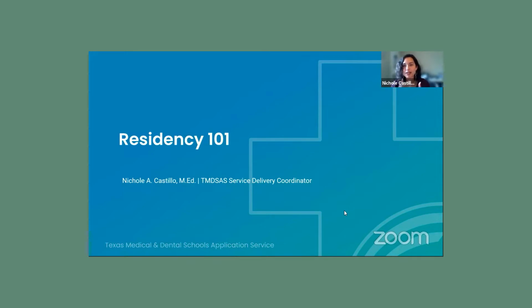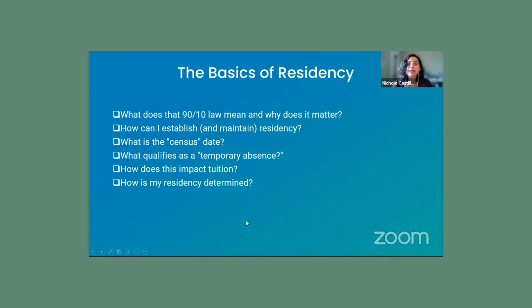All right, so just to double check, we see the Residency 101 PowerPoint. Great. So let's talk about what goes into Texas residency. So the basics of residency that we're going to talk about today include that notorious 90-10 law. What does that mean? Why does it matter? How a person can establish and maintain residency. What is the census date? What qualifies as a temporary absence? How does residency determination impact tuition? And how is residency determined through TMDSAS?